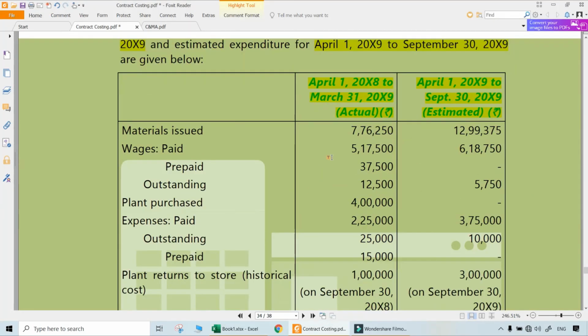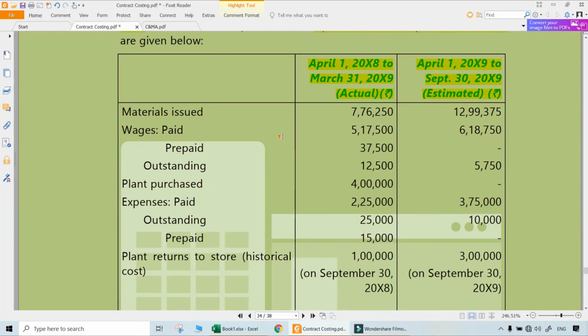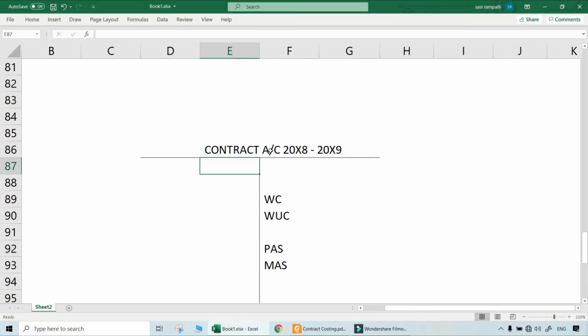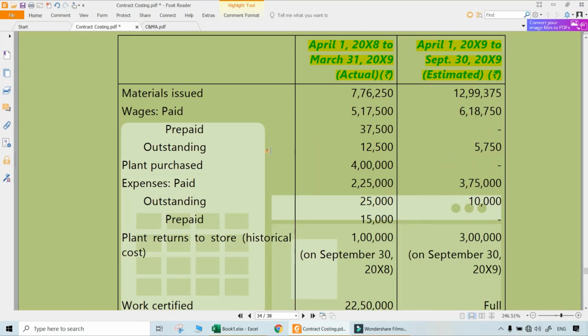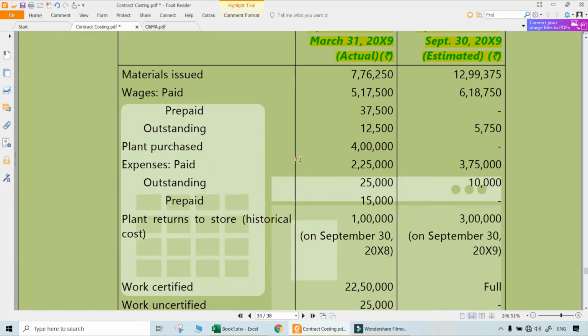So, actuals for the year 2008-9, what happened? Materials issued 7,76,250 debited first to the contract account. Wages paid are given, prepaid and outstanding both are given. Naturally, outstanding should be added, prepaid should be deducted. Maybe you may get a doubt why there are both. How can there be both? Possible, different labor may be there. Some categories of labor, maybe there is prepaid wages. Some other category of labor, there may be outstanding wages. Doesn't matter.